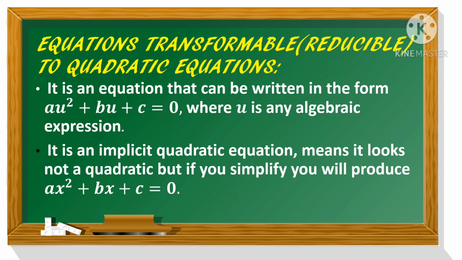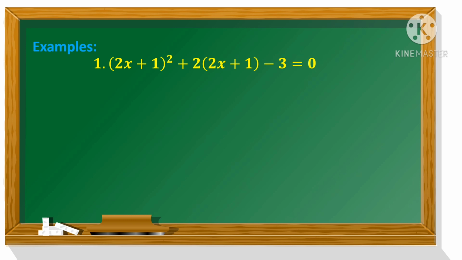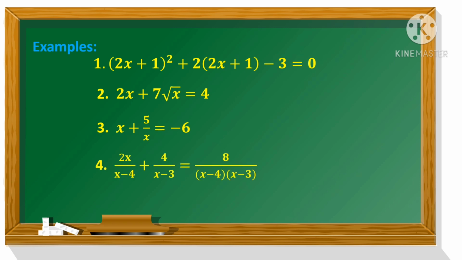So let us have examples of equations transformable to quadratic equation. Number 1, you have the square of 2x plus 1 plus 2 times the quantity of 2x plus 1 minus 3 equals 0. And number 2, 2x plus 7 square root of x equals 4. Number 3, 3x plus 5 over x equals negative 6. And 4, you have 2x over x minus 4 plus 4 over x minus 3 equals 8 over the quantity of x minus 4 times quantity x minus 3.